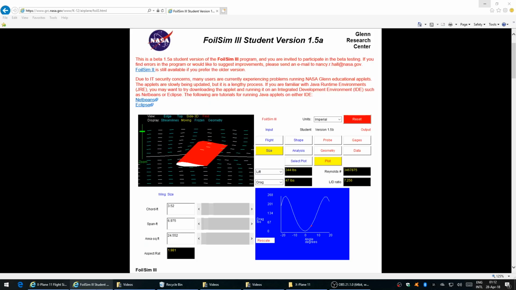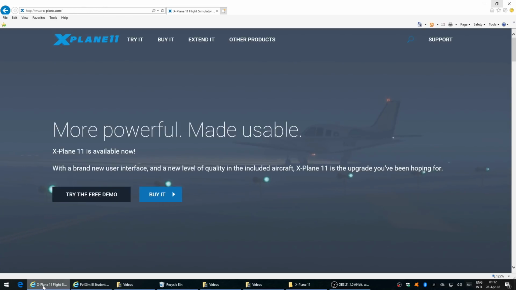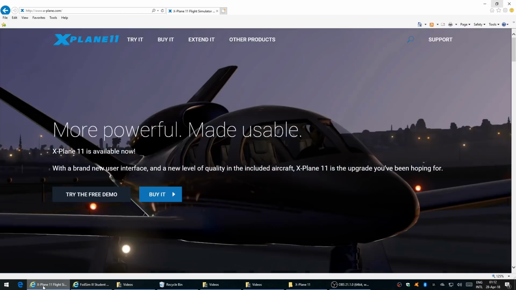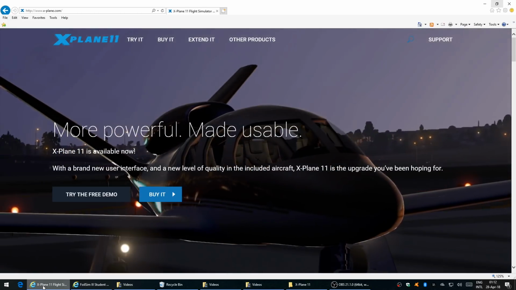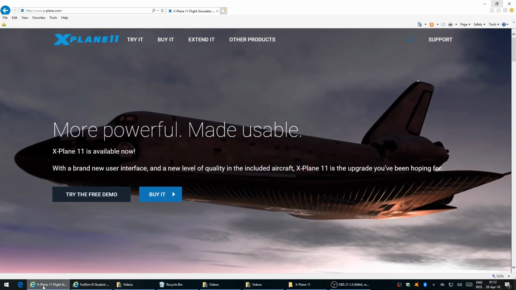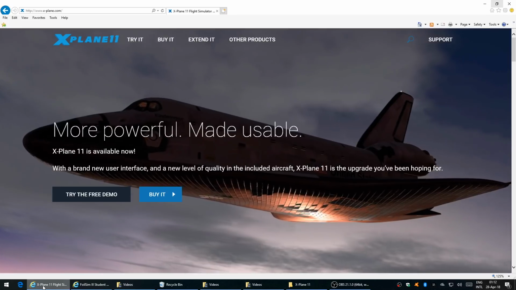So let's take a look at this flight simulator, X-Plane 11. It's probably one of the best flight simulators I've ever used on a PC. It has excellent graphics and the general feel of the aircraft is quite realistic, as good as you could expect on a home-based flight simulator.